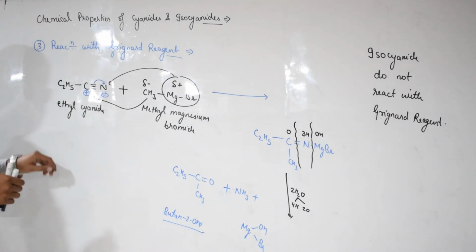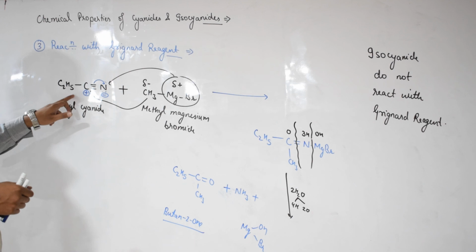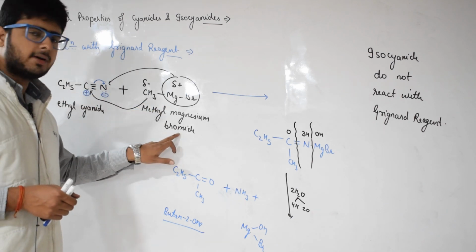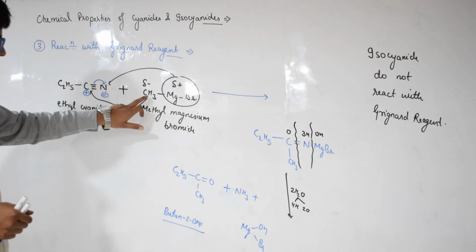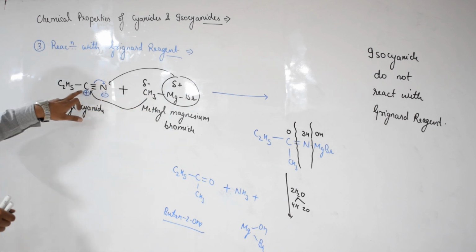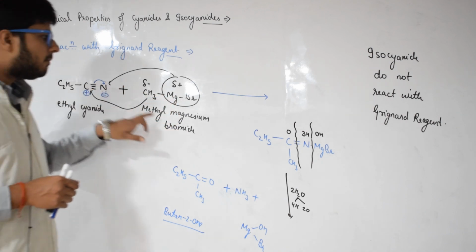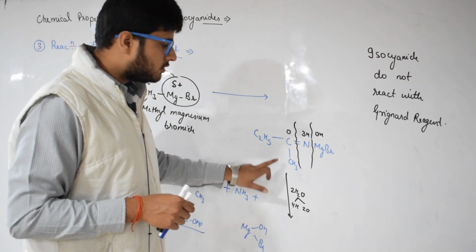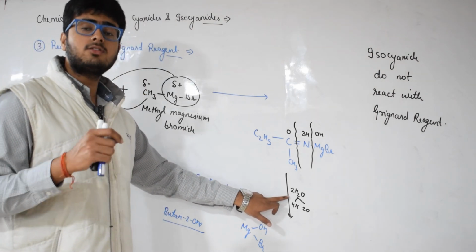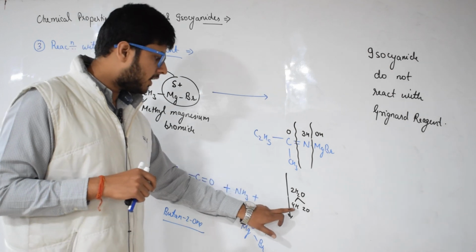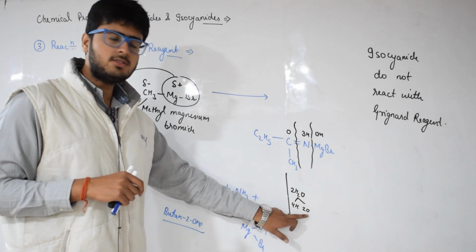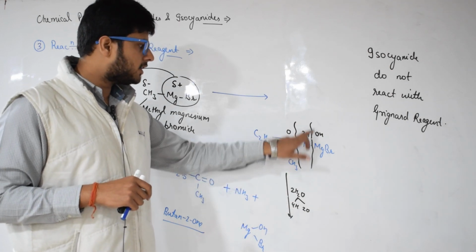So, let us see once again what happens. This is ethyl cyanide. When it is treated with methyl magnesium bromide, the Grignard reagent, this CH3 would be attached to this carbon atom and this MgBr would be attached to this nitrogen atom. It will form an intermediate compound like this. When it is acid hydrolyzed in the presence of 2 molecules of water, we have 4 hydrogen atoms and 2 oxygen atoms. Bond cleavage would take place at 2 places.